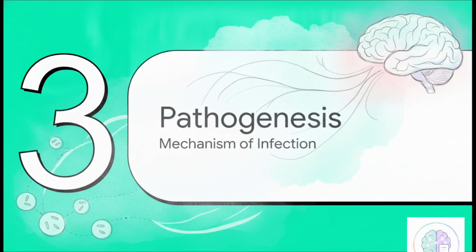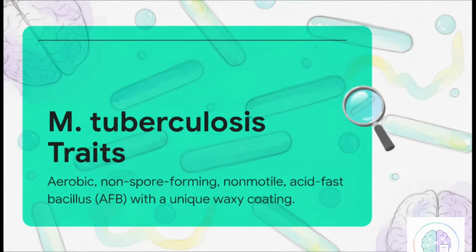Okay, let's move to Section 3 and see how this builds, the pathogenesis of infection. Let's first look at the highly specific biological traits of the bacillus itself. M. tuberculosis is an aerobic, non-spore-forming, non-motile, acid-fast bacillus, often just abbreviated as AFB. What's really notable here is that it possesses a unique waxy coating, it's highly aerobic, and it primarily infects humans. These exact, unique traits dictate exactly how it survives and how it behaves once it breaches our defenses.